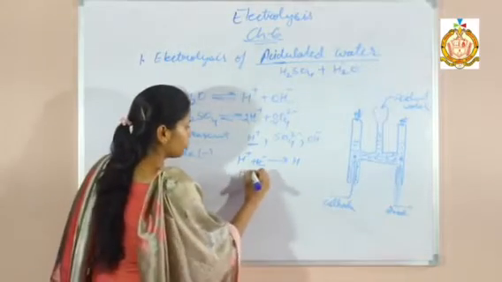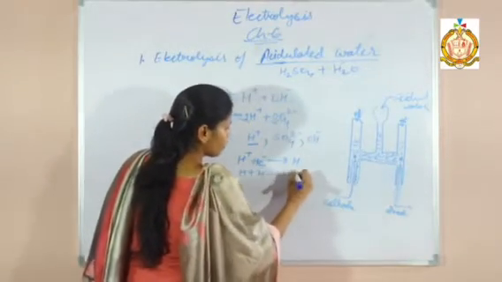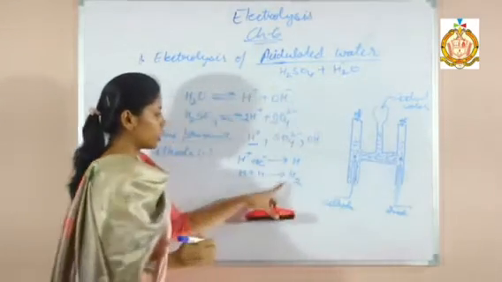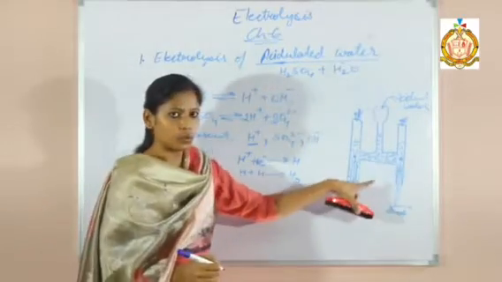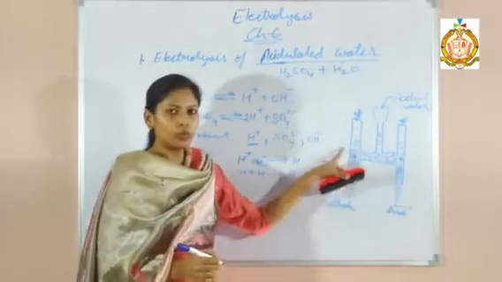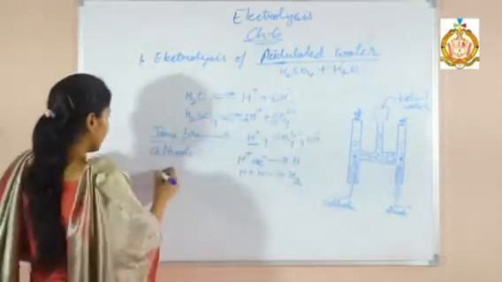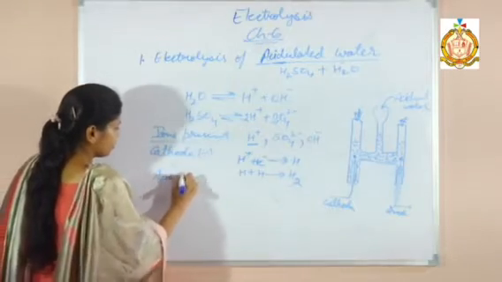It always combines with another atom of hydrogen, and it will make hydrogen gas. So what is the product at cathode? Hydrogen gas evolves.